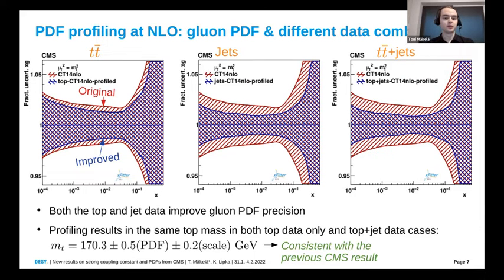But in the profiling procedure, when you can profile one thing at a time, either the PDFs, alpha S, or top mass, when we extract the top mass, it is perfectly consistent with what was observed in the fit of the previous analysis.